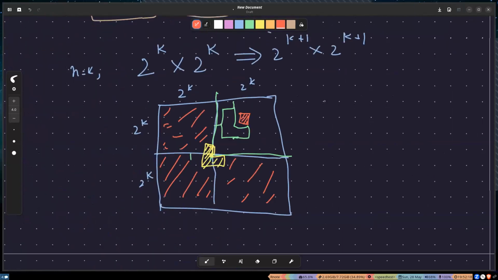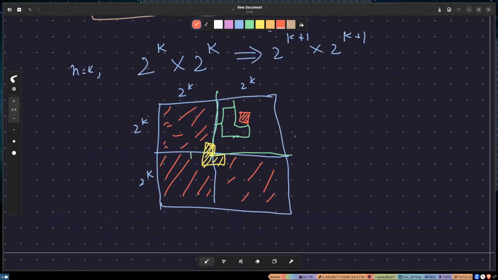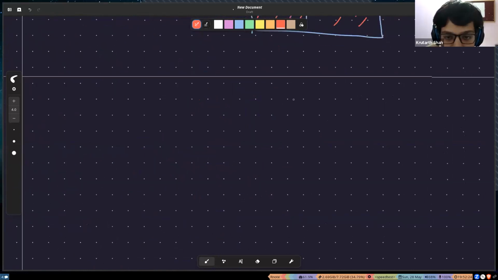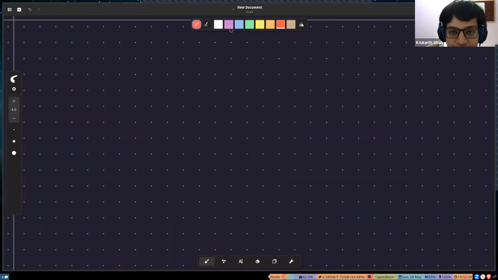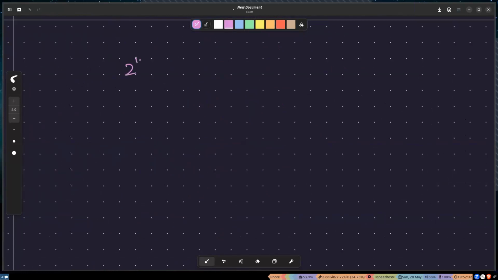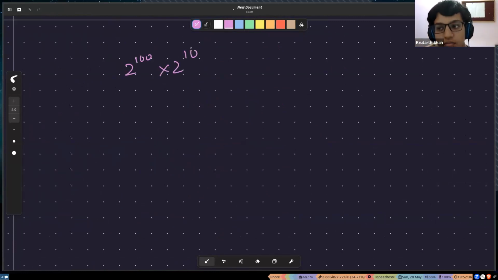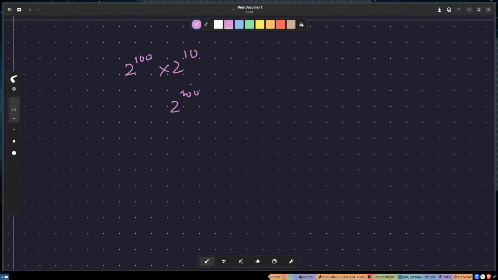I got a kind of different solution, but I don't know whether it's correct. Sure. So you said the board is 2 to the power of 100 by 2 to the power of 100, right? So the total number of tiles will be 2 to the power of 200, right? Yeah, 2 to the power of 200.